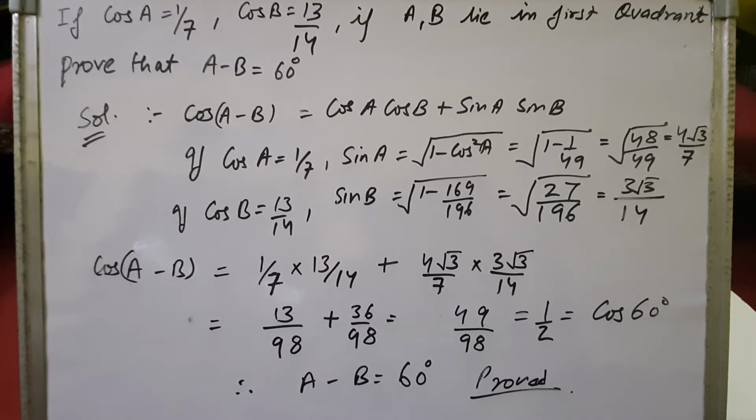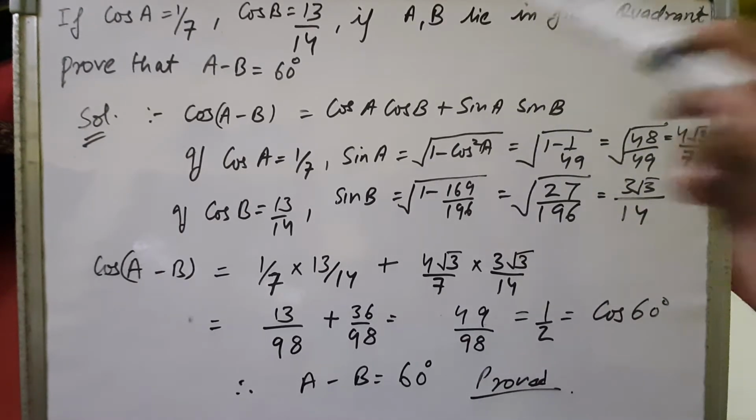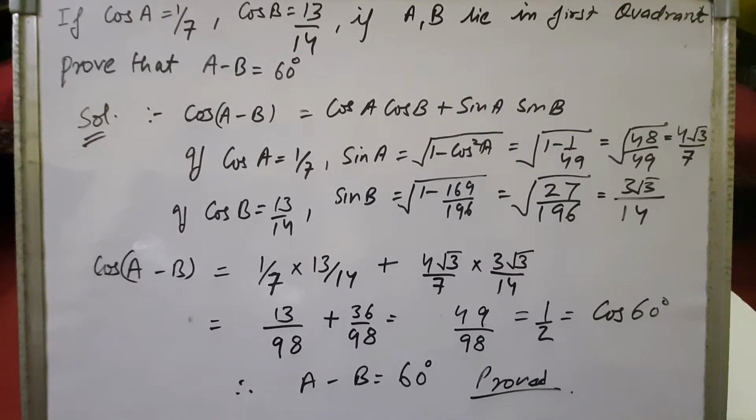Right children? Now we have to prove that A minus B is 60 degree. So if you remember this formula, cos(A minus B) equals cos A cos B plus sin A sin B. We are going to use this formula to prove the result. But if you see in this formula, cos A cos B is given, but sin A sin B is not given. So what we'll do, we'll calculate the value of sin A and sin B.